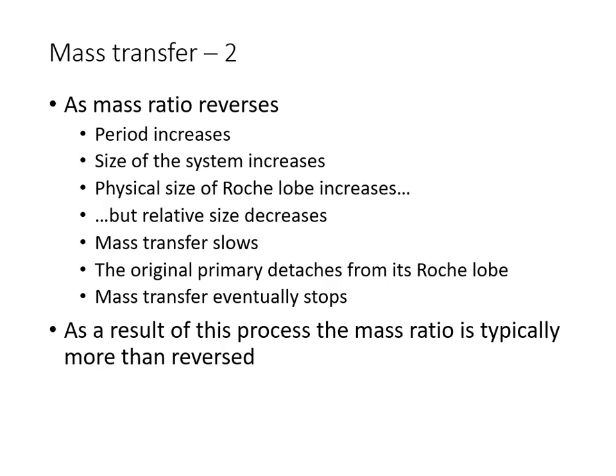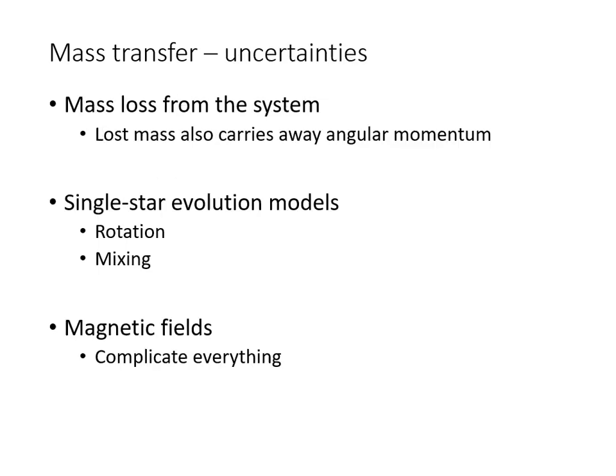And then at some point, the original primary detaches from its Roche lobe and mass transfer eventually stops. And typically, the mass ratio is more than reversed during this process. So you end up with a very different looking system.